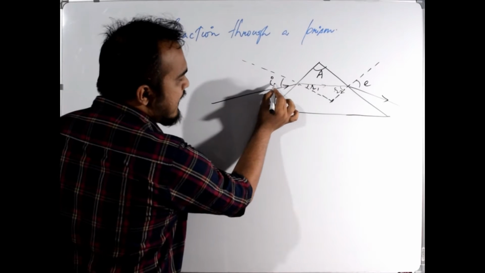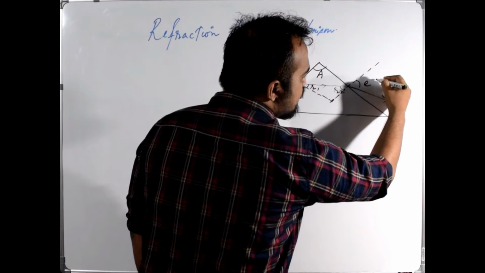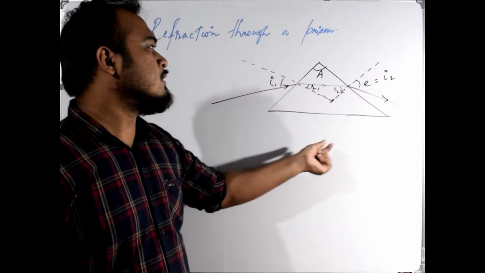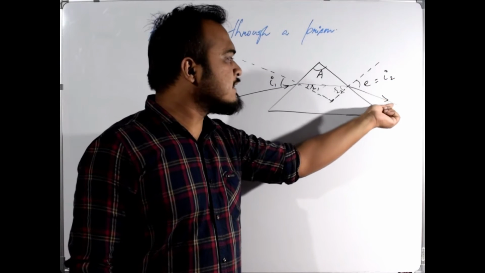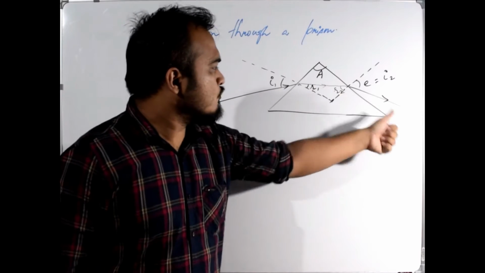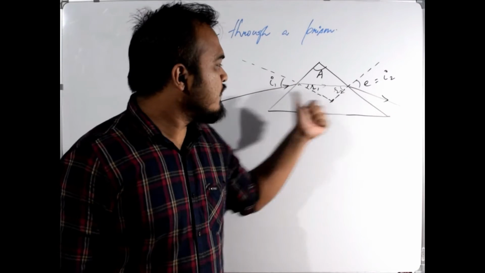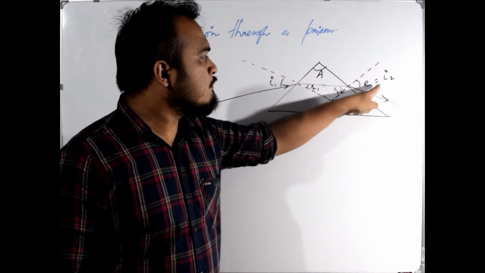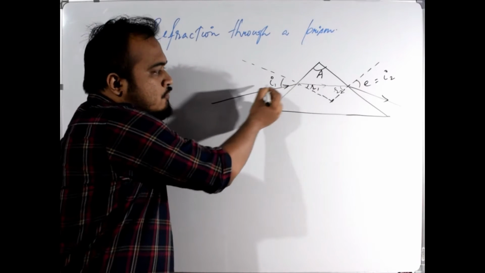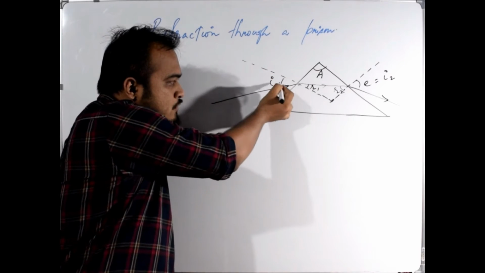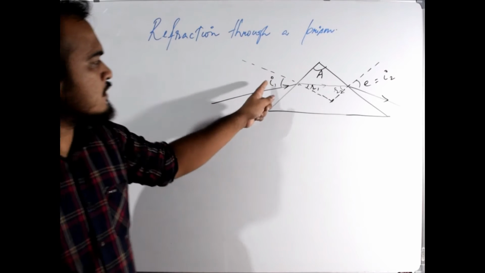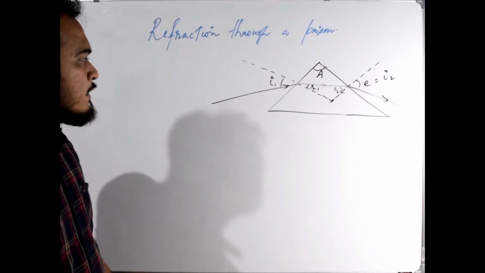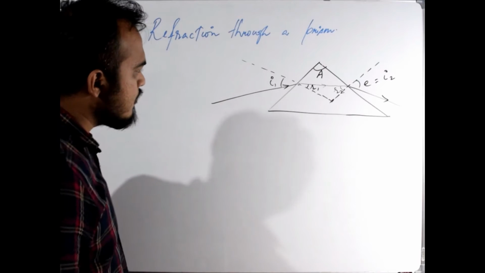That is, if this angle is I1, we can say this E to be I2. If we take this ray from this direction, which has passed in this way, then this will be I2. So E will be equal to I2, and the previous angle of incidence we have said to be I1. This we have considered to be R1, this R2, and this is the angle of prism.